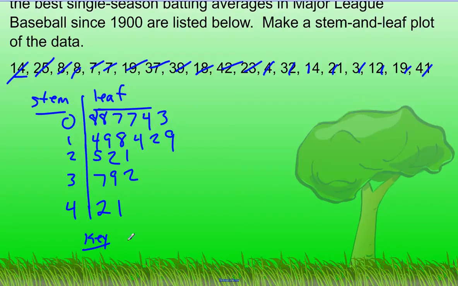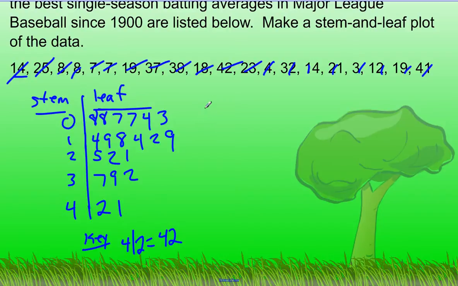So the key here is going to say, and I usually just pick this bottom guy here, 4|2 equals, what does that number represent, this 4|2? Well, that came from the number 42. That way, when somebody's reading your stem and leaf plot, they know, okay, that's 42, and that means 41, 37, 39, 32, 14, 19, 18, 14. So they can understand it. So that is our stem and leaf plot.